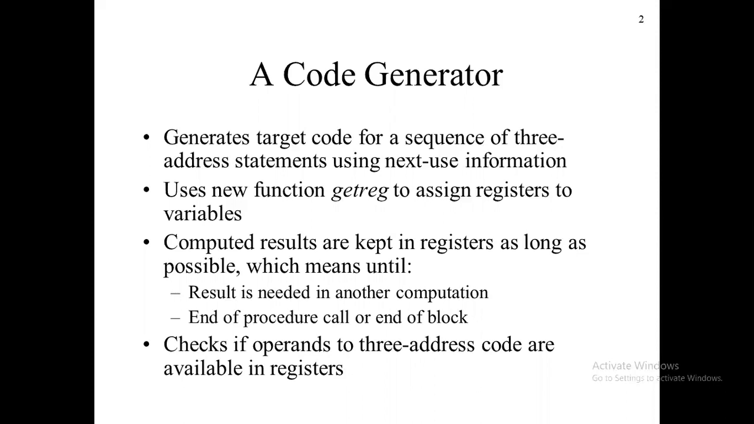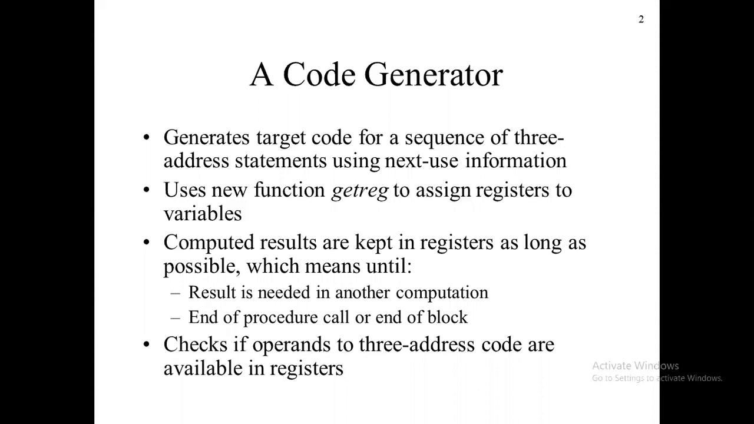The code generator uses a function called getRegister to assign registers to variables, because 3 address code contains only operands and operators. We have to assign memory locations for each and every variable in a 3 address statement. So here we have to consider the register as the storage device. We have to allocate registers to each and every variable. Then we have to evaluate the result, that is y is equal to x plus z. x and z are added, the result will be stored in the variable y, and y contains the computed result.